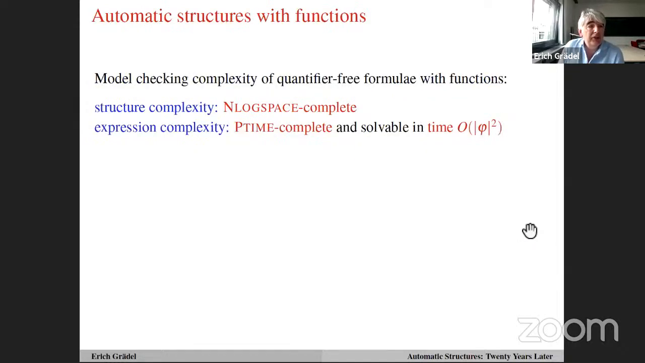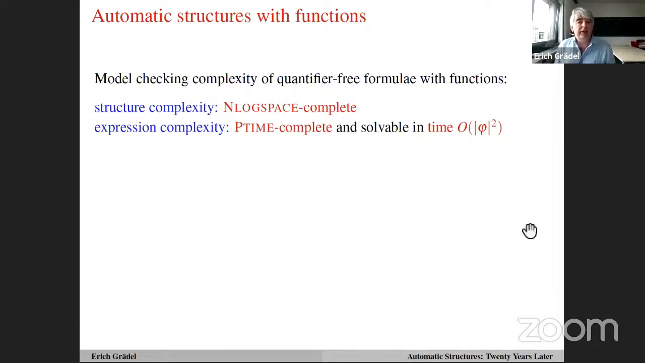I will not go into details here, but just look at one specific case. When we look at automatic structures that admit functions, but we look at quantifier-free formulae that may make use of such functions, then the structure complexity, that is the complexity when we fix the formula but measure the complexity in terms of the size of the automatic presentation of the structure, has a relatively low complexity: nondeterministic logarithmic space. When we look at the expression complexity, that is, when we look at a fixed automatic structure and measure complexity in terms of the length of this quantifier-free formula, then we can evaluate it in P time, in fact in quadratic time, and for certain formulae it will be P-time complete.